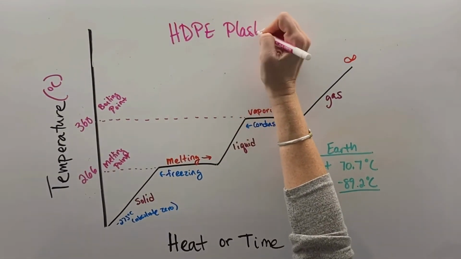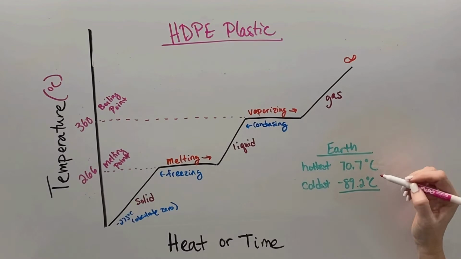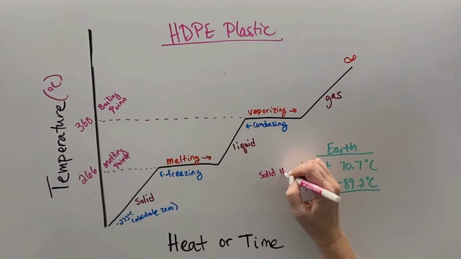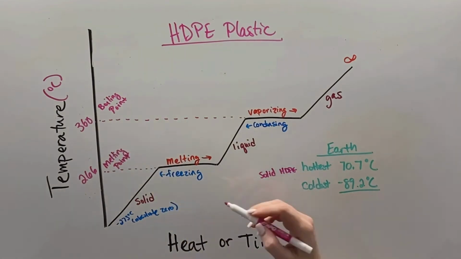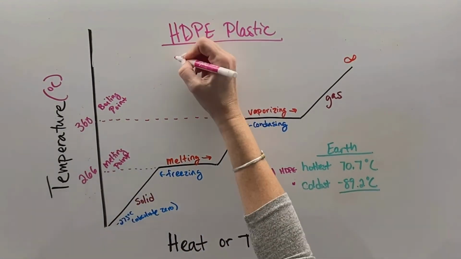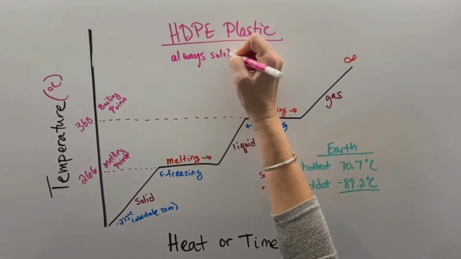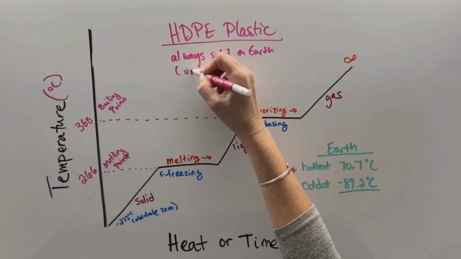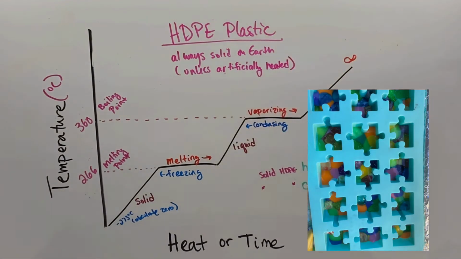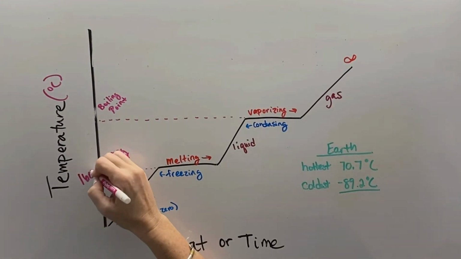Let's look at HDPE plastic. I believe this is number 2. If you see, the hottest day on Earth is still cooler than the melting and the boiling point, as is the coldest day on Earth. And so because of that, HDPE plastic is always solid on planet Earth naturally, unless we artificially heat it like my children did here when they melted some beads in the oven.